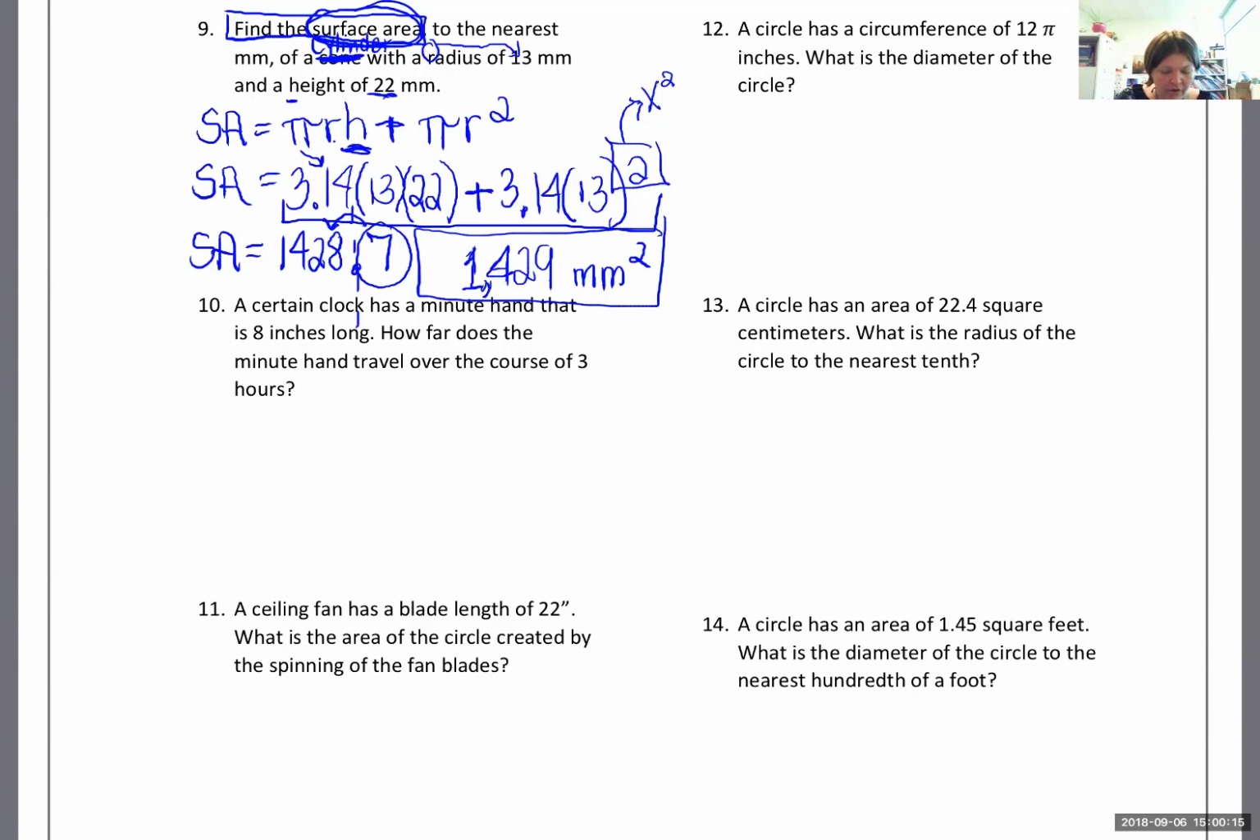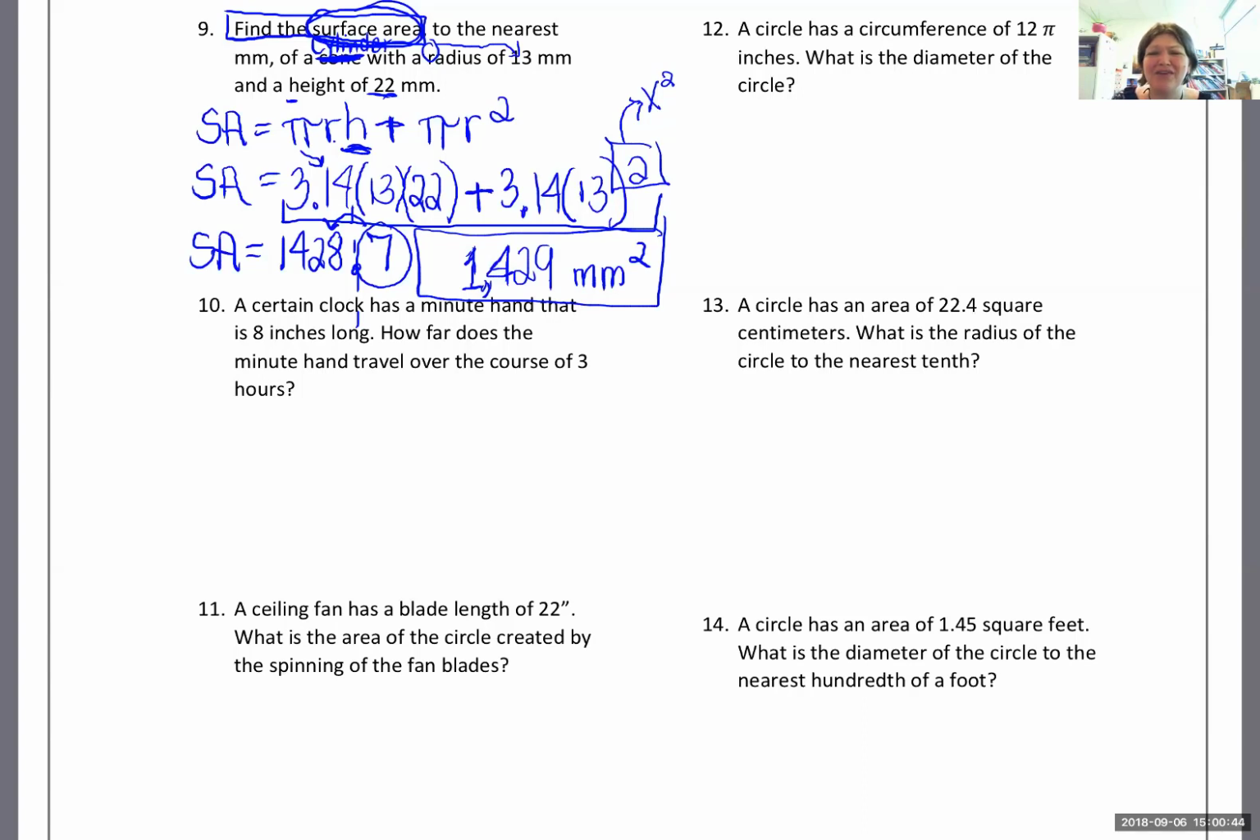Okay, so looking at number 10, watch out. They can bury these circle problems in word problems that never say circle, never say area, circumference, any of that. And yet it's still that kind of problem. So let's take a look. Number 10 says, a certain clock has a minute hand that is 8 inches long. How far does the minute hand travel over the course of 3 hours?